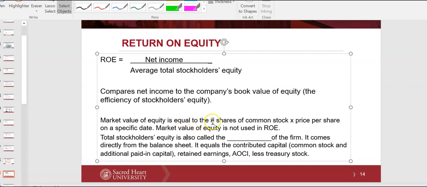Market value of equity is equal to the number of shares of common stock times the price per share on a specific date. And market value of equity is not used in return on equity. Total stockholders' equity is also called the book value of the firm. It comes directly from the balance sheet.